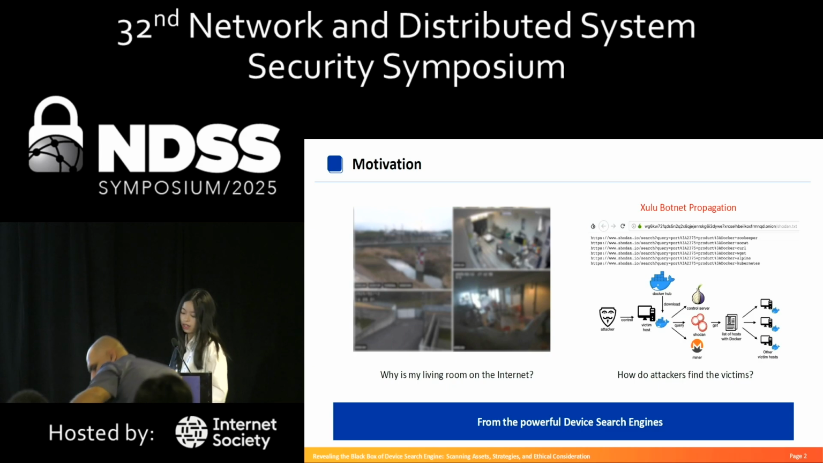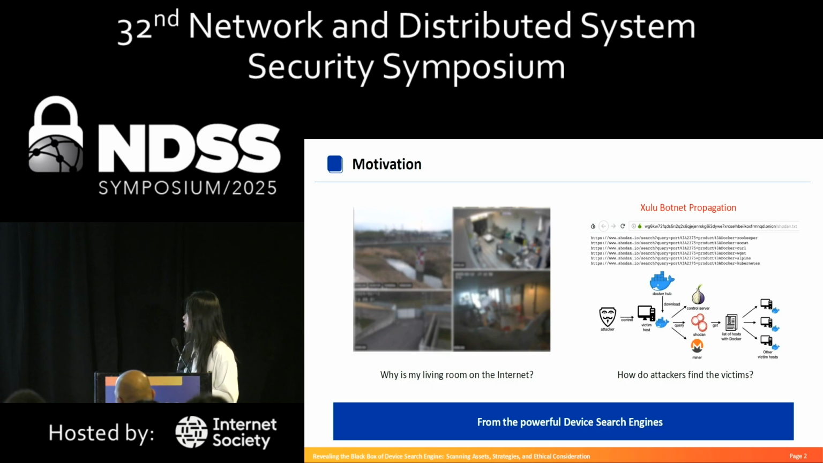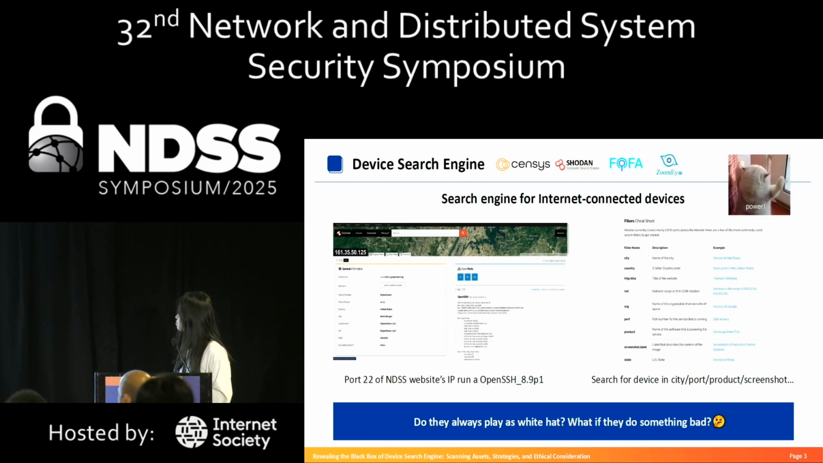Have you ever wondered why your living room is on the internet? Why is your security camera available to watch by others? And how do attackers find their victims effectively? Here is one example, the Shulu botnet. They can find numerous victims in 1 second and propagate. Well, the answer lies in the powerful device search engines.